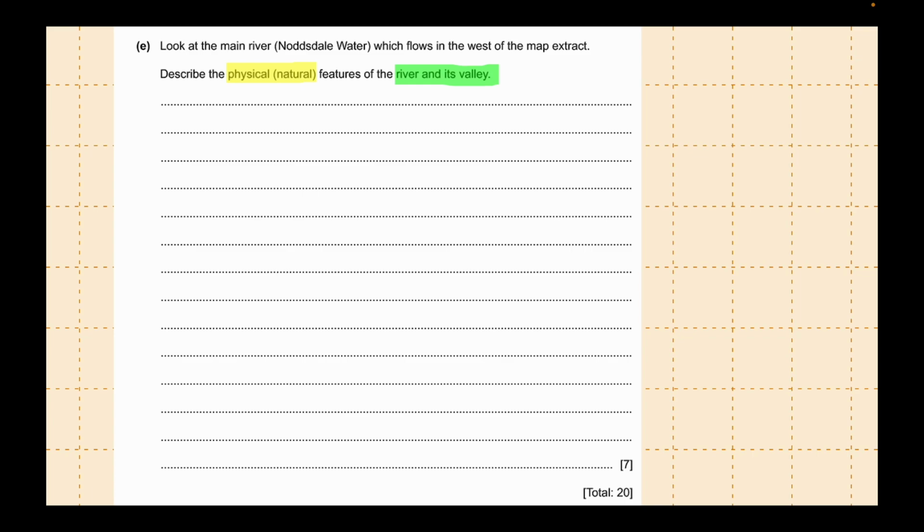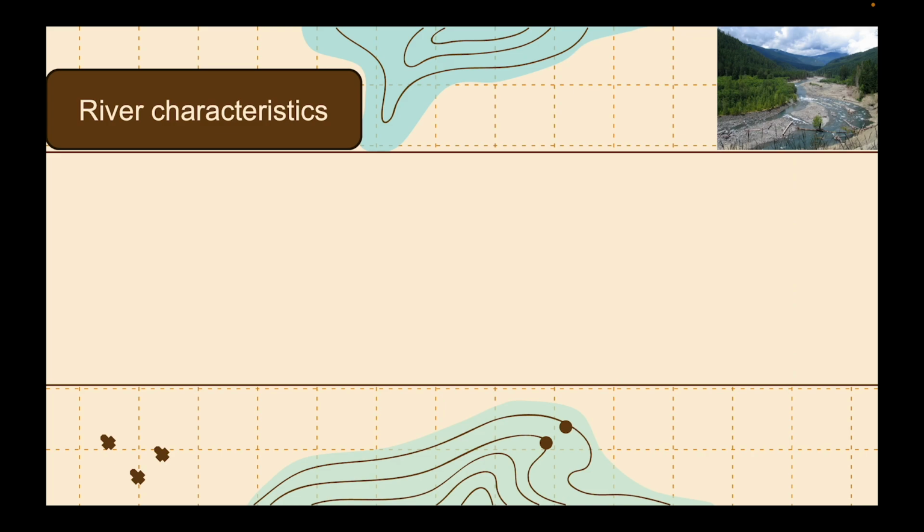So starting with the river and its valley, here's a previous past paper question. Look at the main river, Nodsdale Water, which flows in the west of the map extract. Describe the physical features of the river and its valley. So starting with rivers, being able to describe river characteristics.